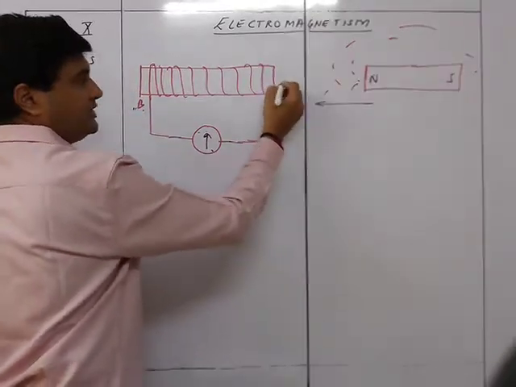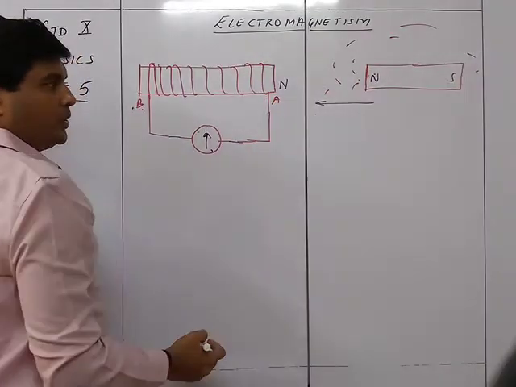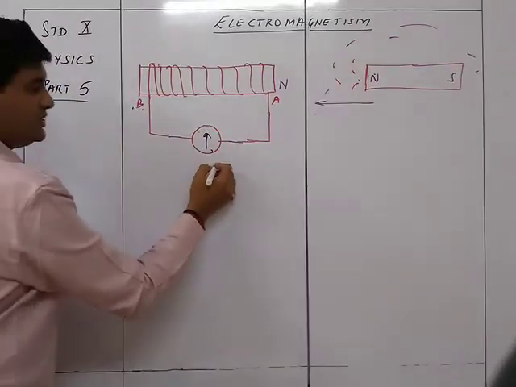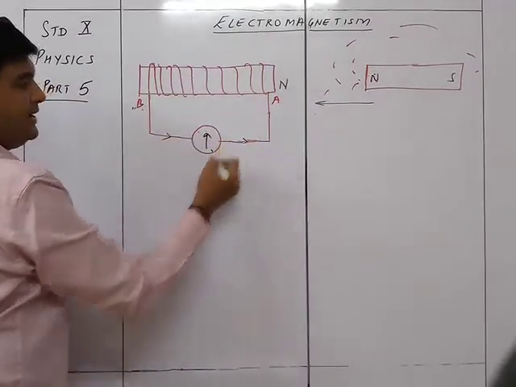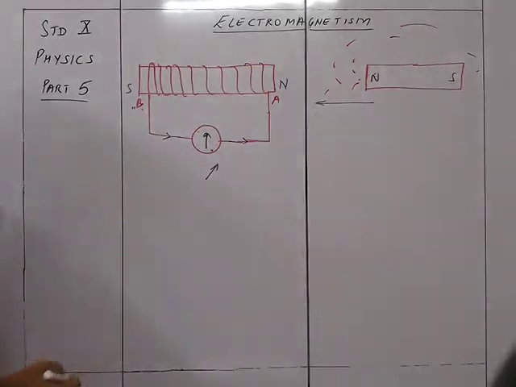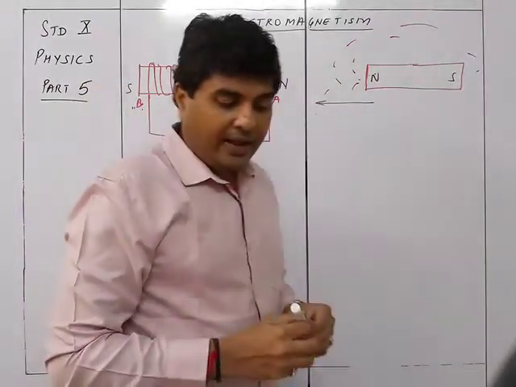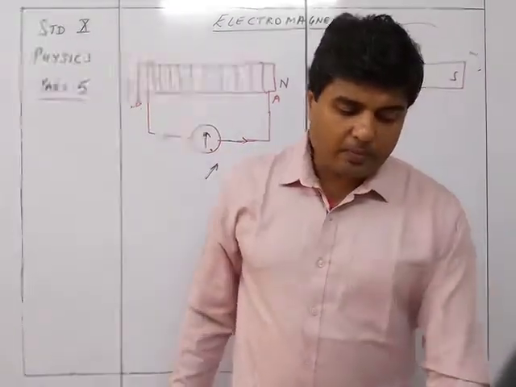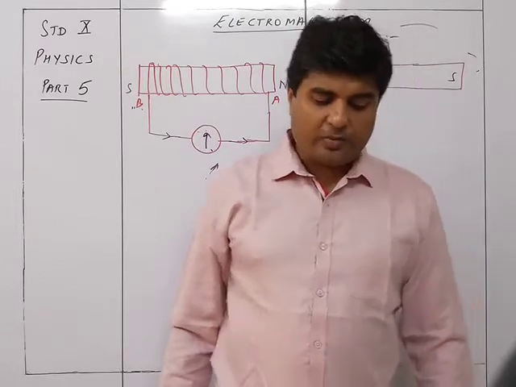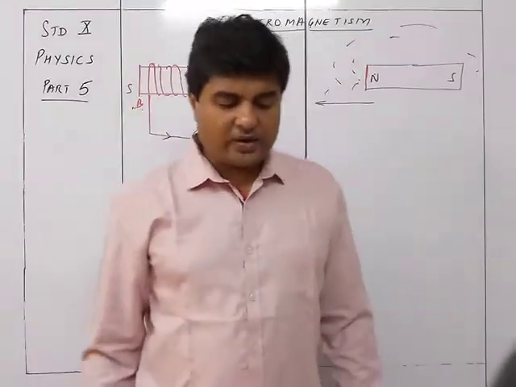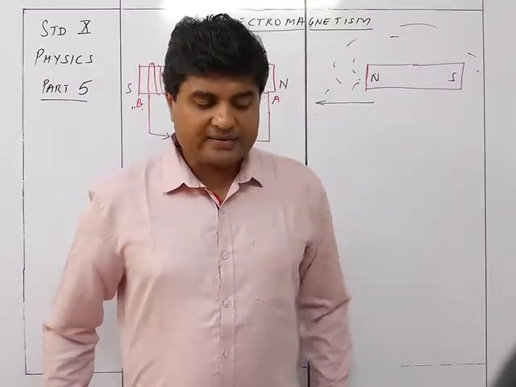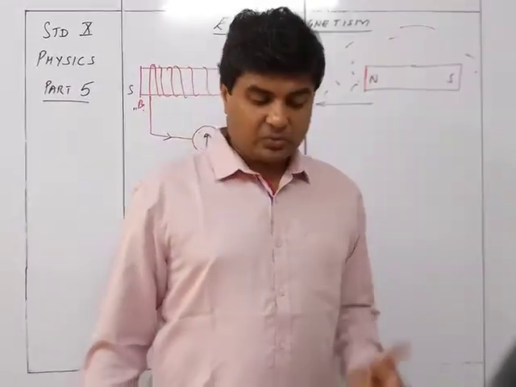When you are bringing the magnet closer, there will be a north pole induced over here. Due to this the galvanometer is going to deflect this way, and the flow of current will be in this direction, with the south pole over here. As the motion of the magnet is stopped, the pointer of the galvanometer comes to zero position. This shows that the current in the solenoid flows as long as the magnet remains moving.